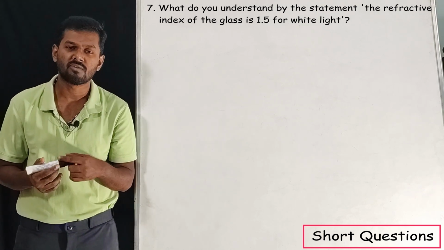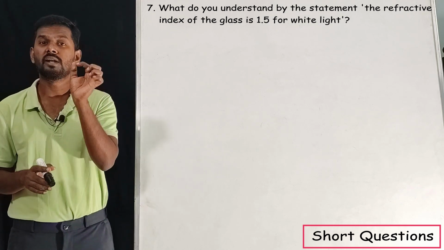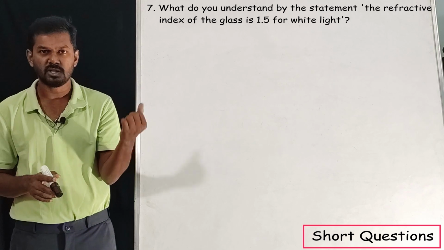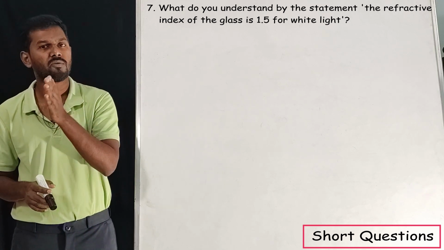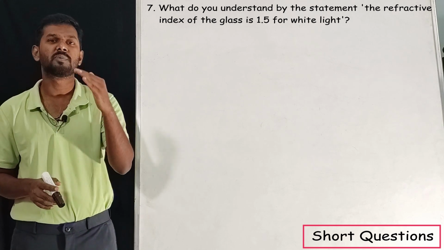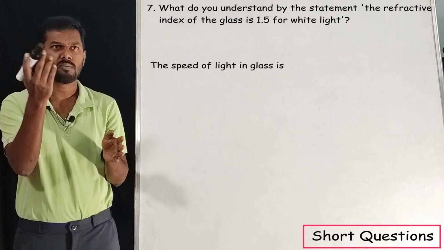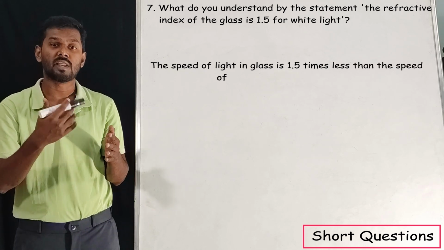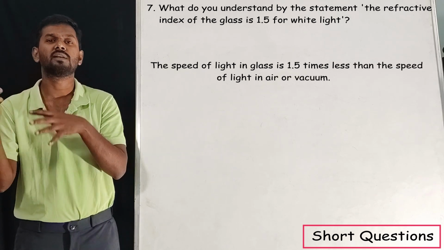Now we'll go for this question. The refractive index of glass is 1.5. What they are asking is the meaning of it, that means the speed of light. So the answer is: the speed of light in glass is 1.5 times less than the speed of light in air or vacuum. That's it. Refractive index tells us how many times slower light is compared to the speed of light in air.